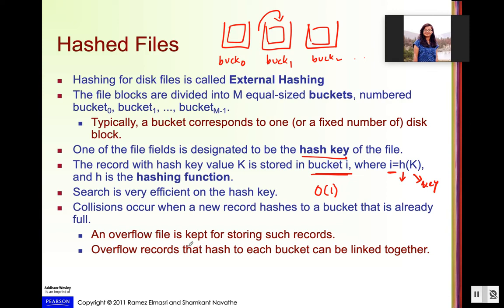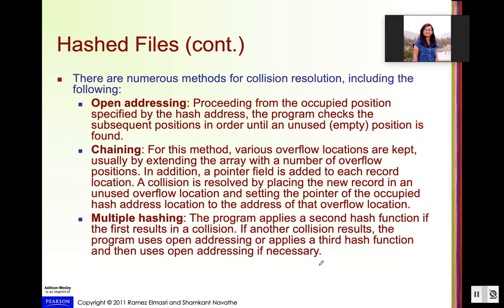An overflow file is kept for storing such records, and overflow records that hash to each bucket can be linked together. There are numerous methods for collision resolution: open addressing, chaining, and multiple hashing. Open addressing means we proceed from the occupied position specified by the hash address, and the program checks the subsequent positions in order until an unused position is found.